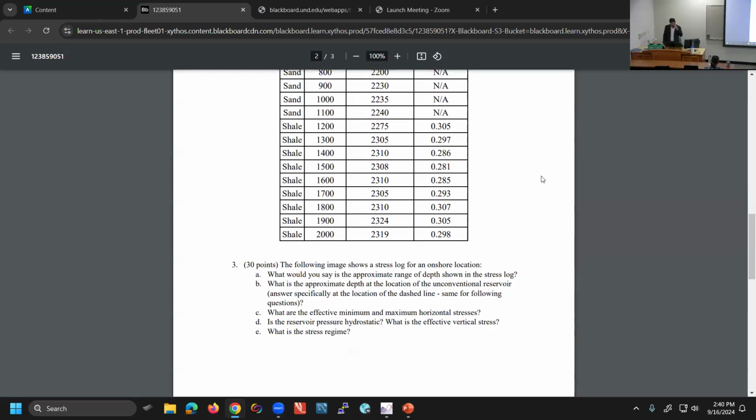Question number 3, not that terrible. The following image shows a stress log for an offshore location. What would you say is the approximate range of the depth shown on the stress log? What is the approximate depth at the location of the unconventional reservoir? Answer specifically at the location of the dashed line. Same for the following questions. What are the effective minimum and maximum horizontal stresses? A keyword here is effective. So I'm looking for sigma, not S.